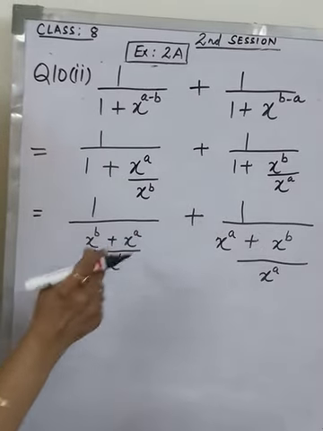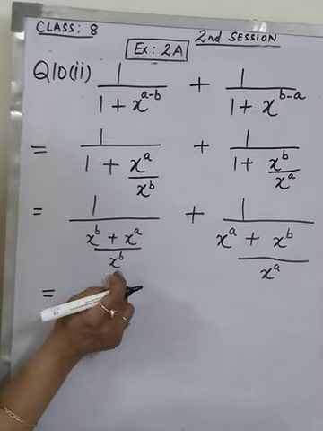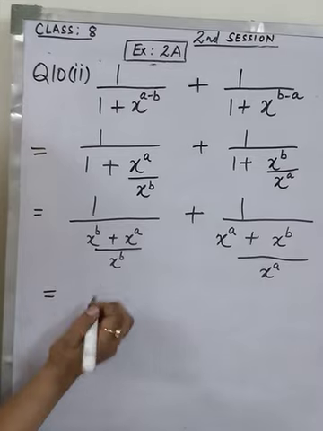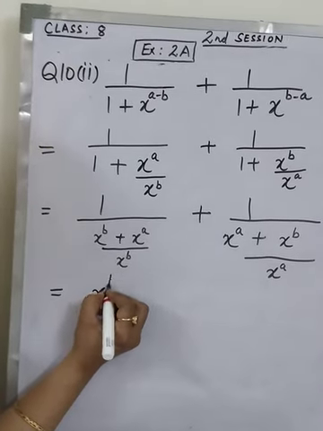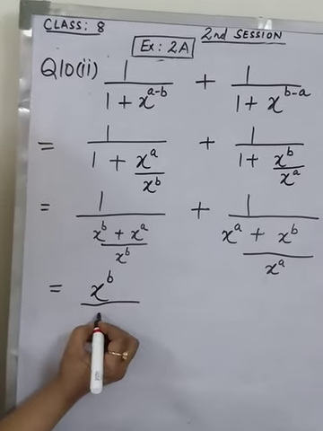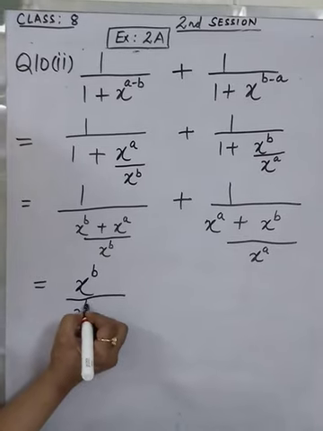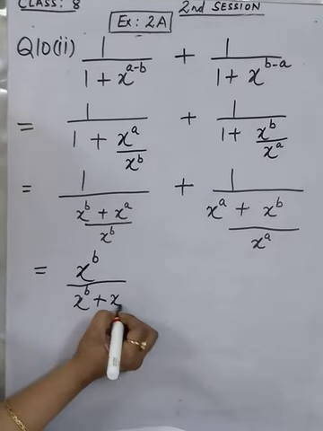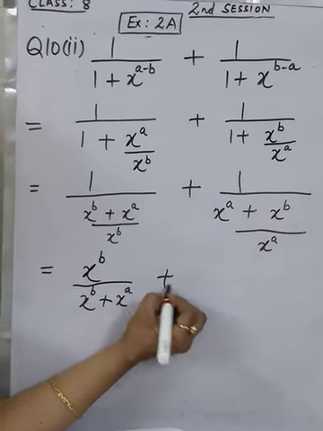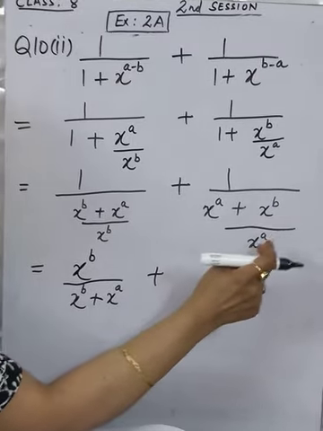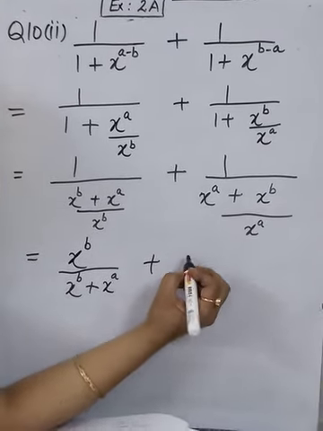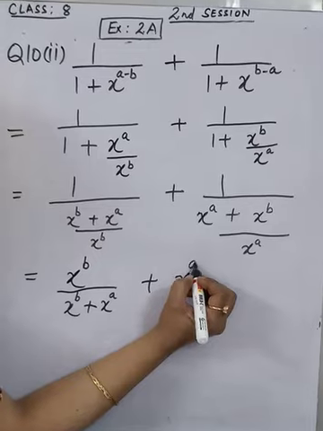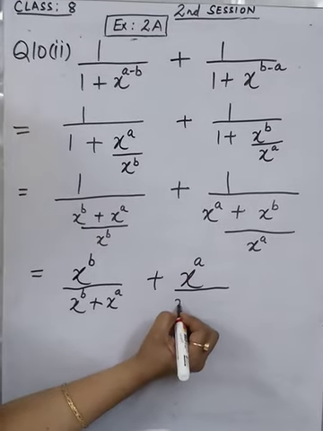If we have a denominator and a denominator, then that second denominator comes to the numerator. So what can we write? x to the power b will come in the numerator. And what are we left with? x to the power b and x to the power a. Similarly, denominator and denominator, that second denominator will come to the numerator. It will become x to the power a upon.